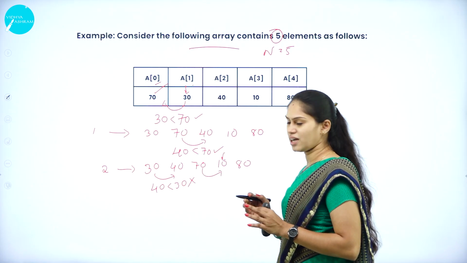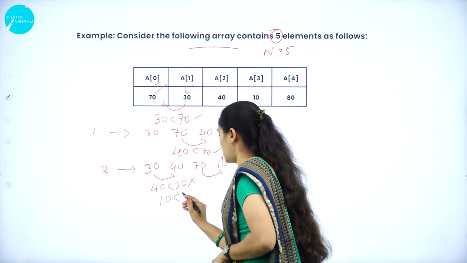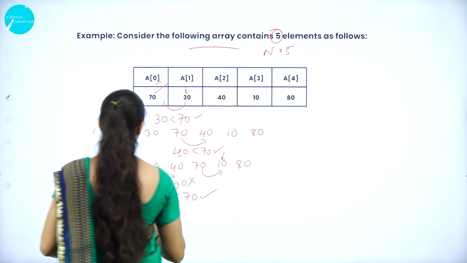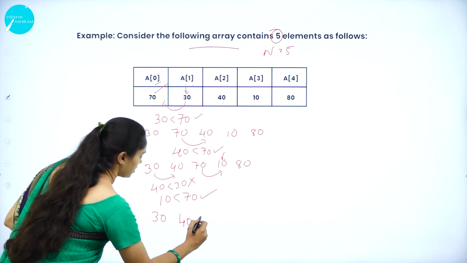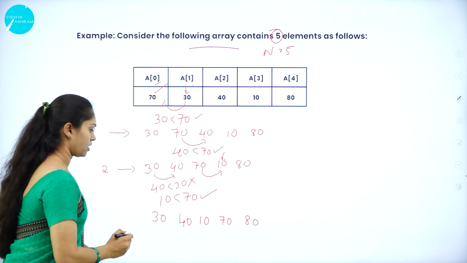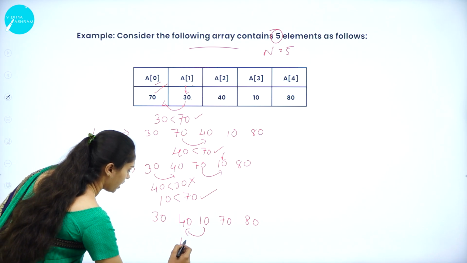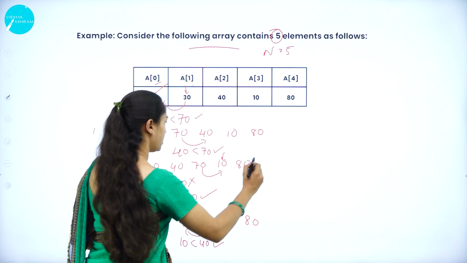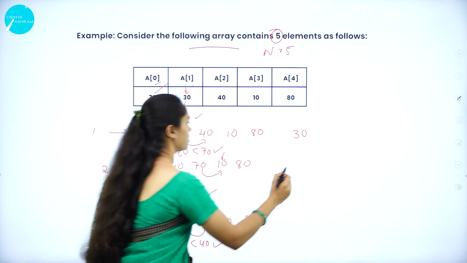I am just going to make a comparison now. So, is 10 less than 70? Yes, it is true. At that time, it becomes 30, 40, 10, 70 and 80. Now I am going to compare this 10 with 40. So 10 is lesser than 40. Again it becomes true. So these two will get swapped.